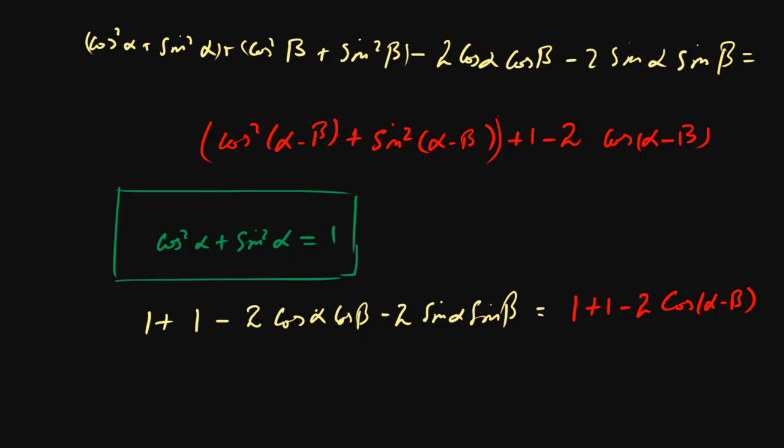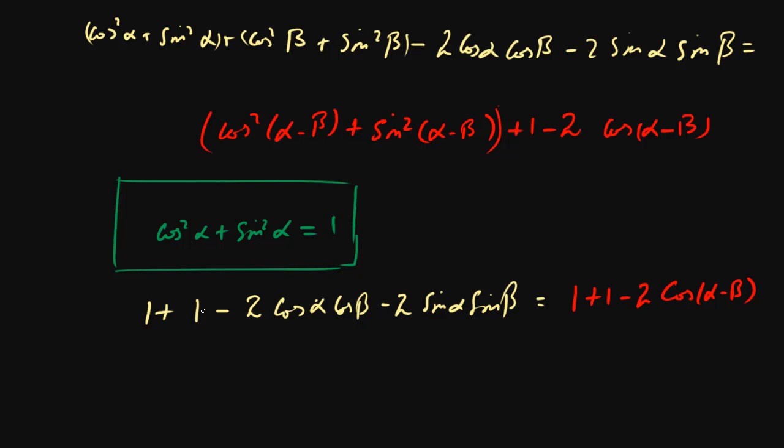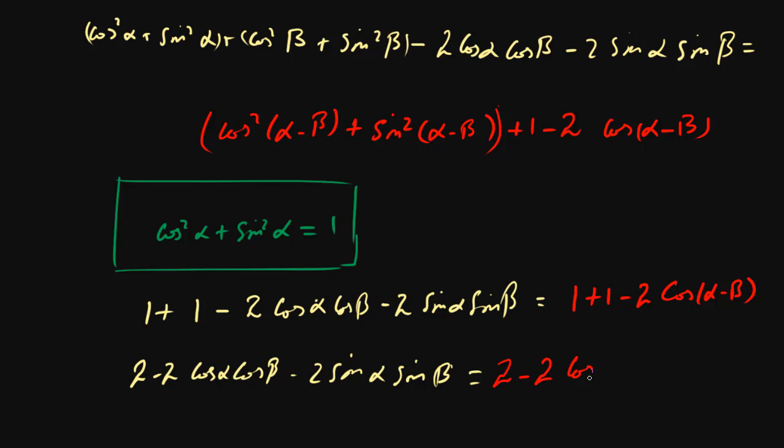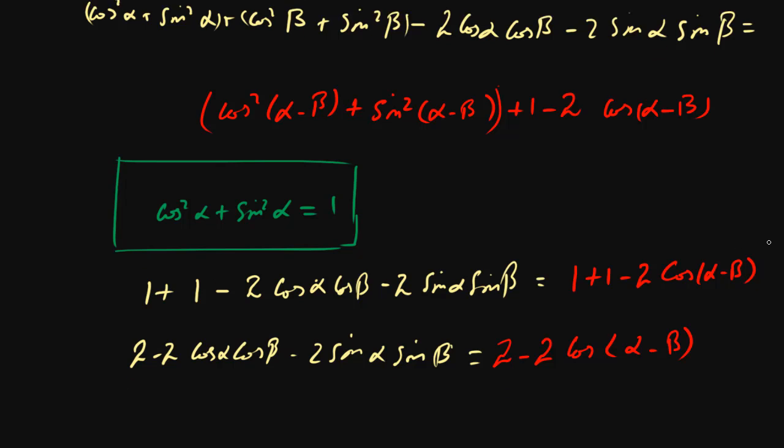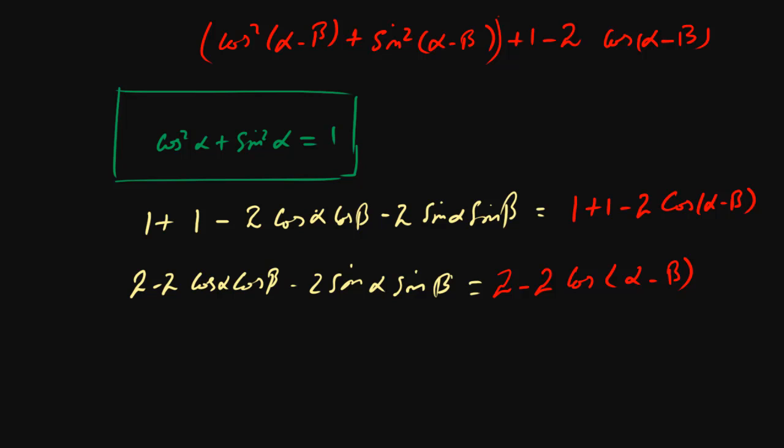Now what we are going to do next, we are just going to add that to 1, and for this we have 2 minus 2 cos of alpha cos of beta and minus 2 sine of alpha and sine of beta, and we have is equal to, I'm going to write the right hand side, 2 minus 2 cos of alpha minus beta. Okay, what next we are going to do, we are just going to take common 2 from all of these.